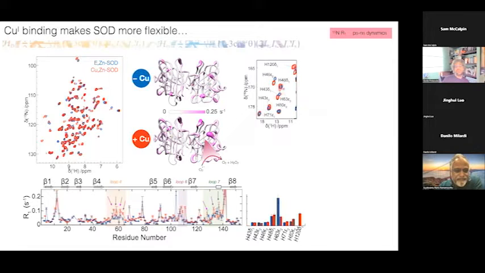Actually, if we look at the nitrogen R1, so the fast dynamics, we find the opposite. The molecule with copper becomes more dynamic, and the motion happens in particular areas of the protein, loops 4, 6, and 7, which are the loops flanking the channel leading to the active site. So what happens is that actually copper binding selectively activates motions that help the diffusion of substrate to the active site. Nanosecond dynamics is the time scale associated to diffusion of the substrate in the active channel.